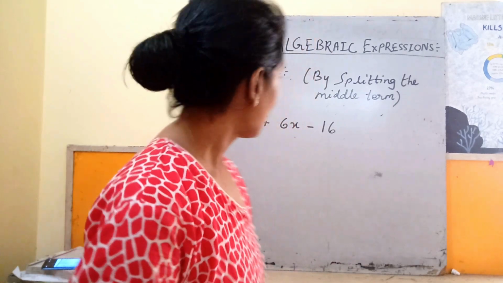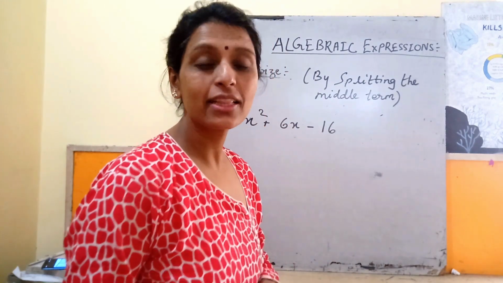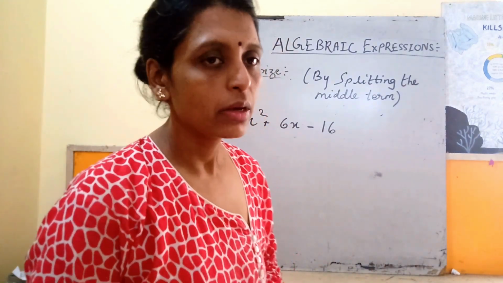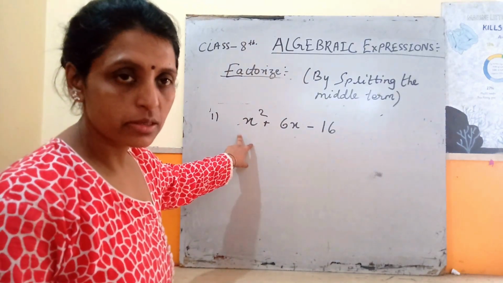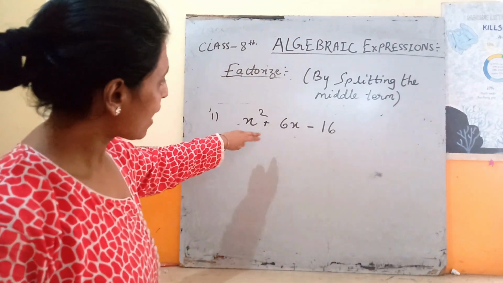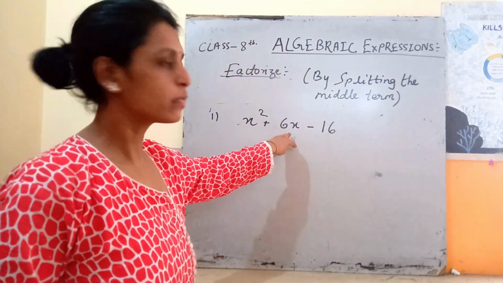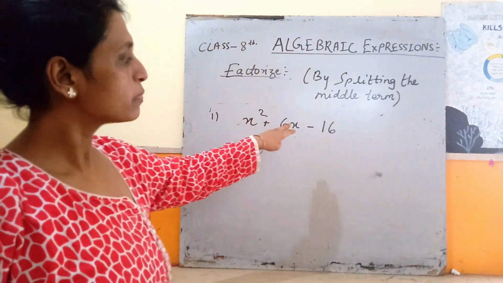Children, in this video I am going to explain the factorization of the algebraic expression by the method of splitting the middle term. You can see that in this algebraic expression there are three terms, so we have to split the middle term. What is the middle term here? 6x. We will split this middle term into its factors and factorize it.